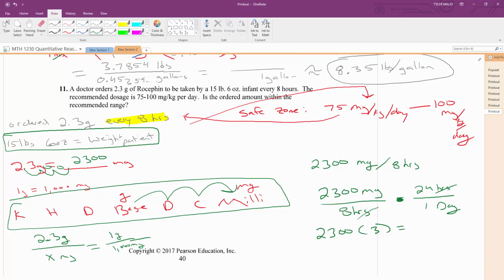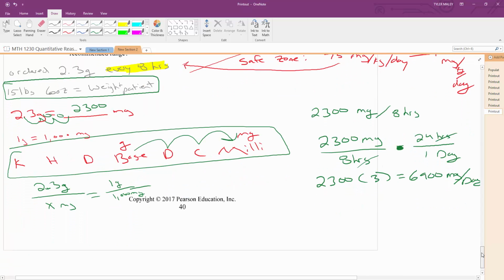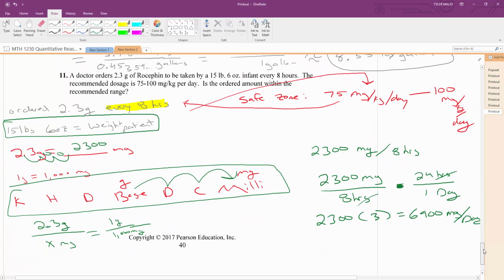You get 6,900. Right, so this would be milligrams per day. So if we want to take 6,900 milligrams per day, notice the unit that we're missing is kilograms. So kilograms would be the patient's weight.